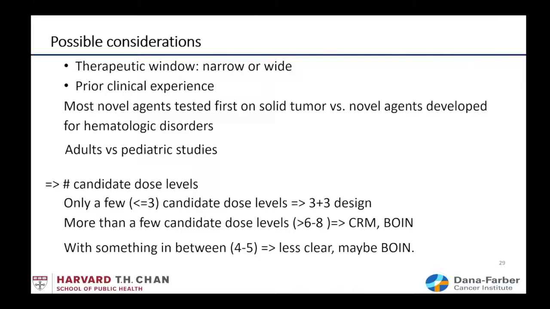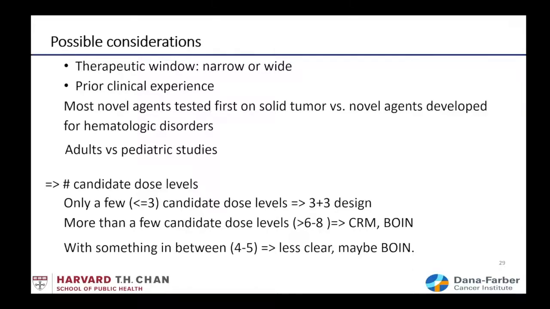There are some general considerations. For example, how wide is your therapeutic window? Is the therapeutic window narrow or wide? And how much prior clinical experience do you have? Because both of those factors will determine how many dose levels you have, right? For example, we know most novel agents are tested first on solid tumors. When you move to hematological disorders, we already have pretty good ideas regarding what the MTD is going to be.